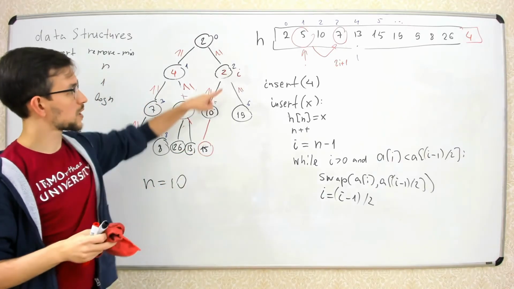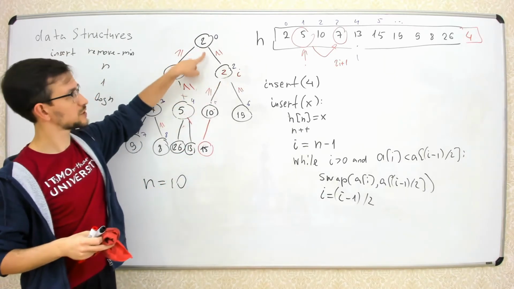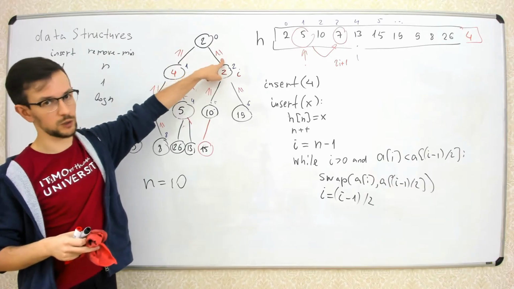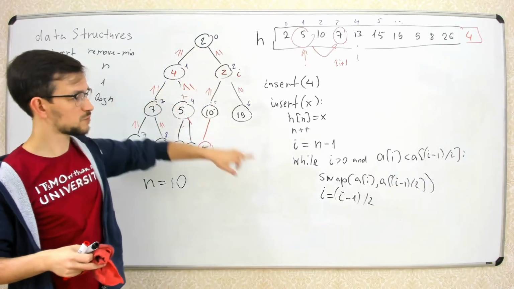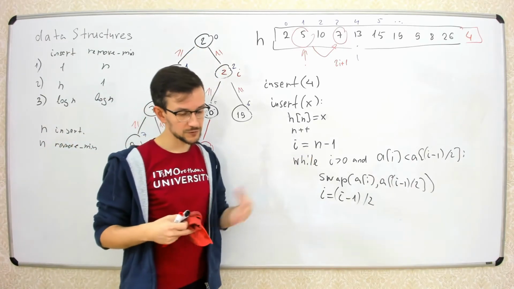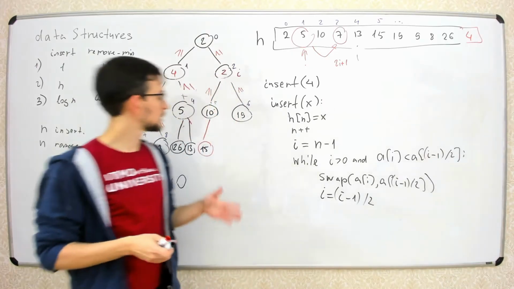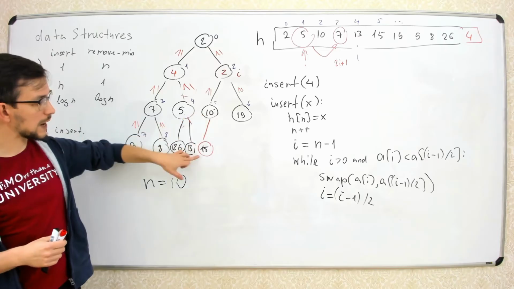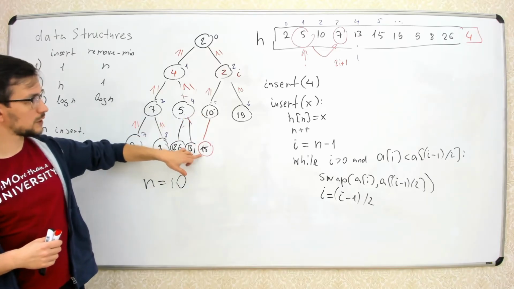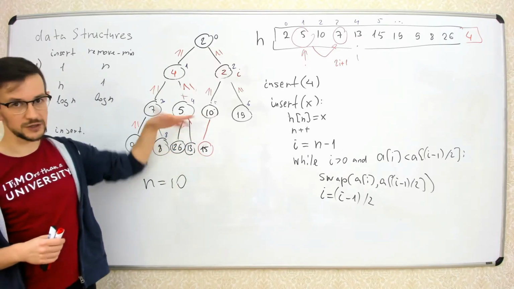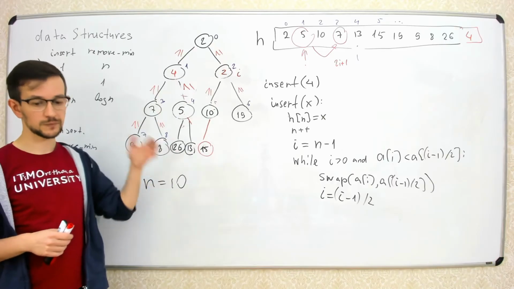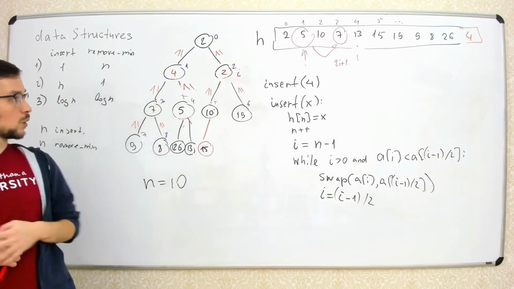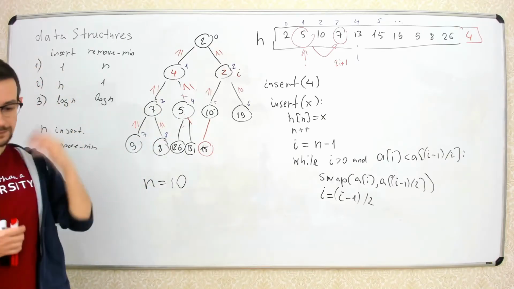And now again, we compare element I with its parent and see it is greater or equal, because they're equal. So this property is satisfied, everything is satisfied, so it's fine. Now again, we have the correct binary heap. For any element, we see that it is greater or equal than its parent element. So we have a correct binary heap. That's all.